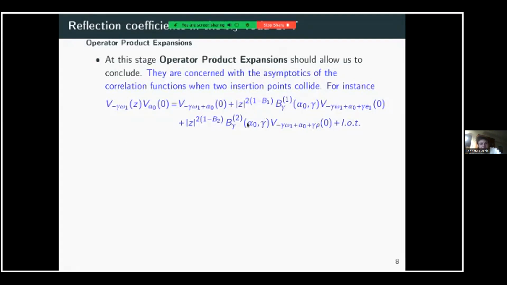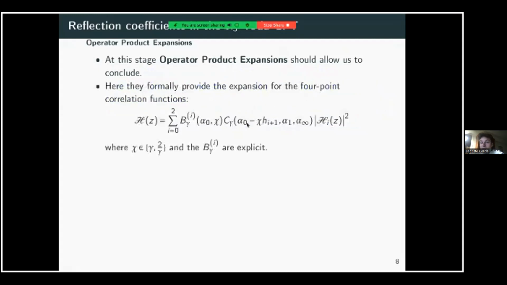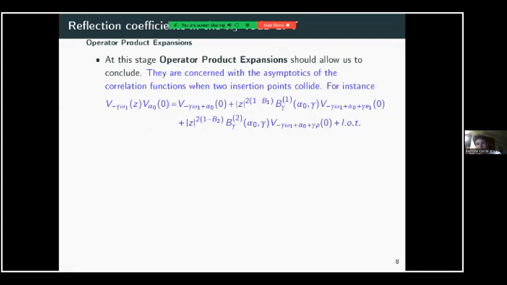So this provides actually an alternative expansion for the 4-point correlation functions. And this new expansion is written in terms of this coefficient b gamma and 3-point correlation functions. And these 3-point correlation functions stem from the fact that, when you collide these 2 points, then you have other vertex operators which are involved.